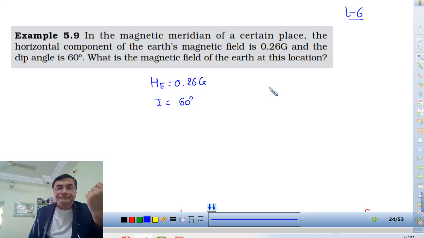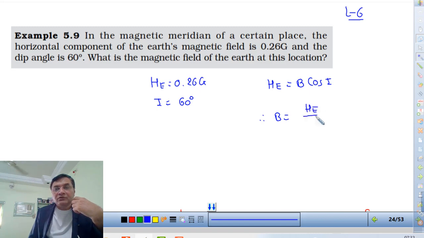So we have the formula He is equal to B cos I, and therefore B is equal to He upon cos I. So He is 0.26 divided by cos 60 degree. Cos 60 is half, so 0.52 Gauss.